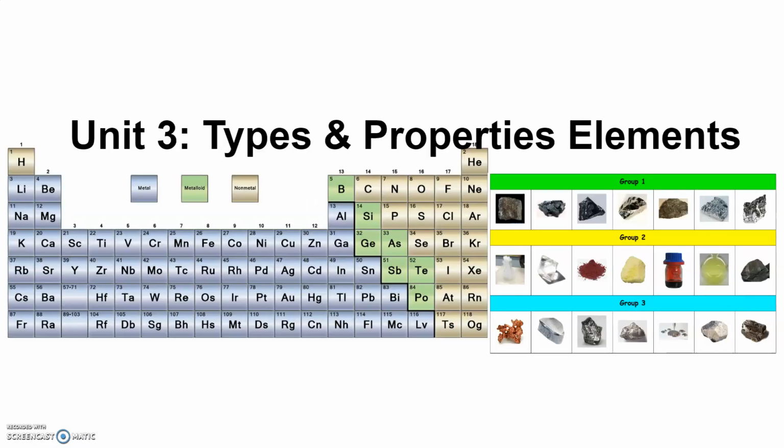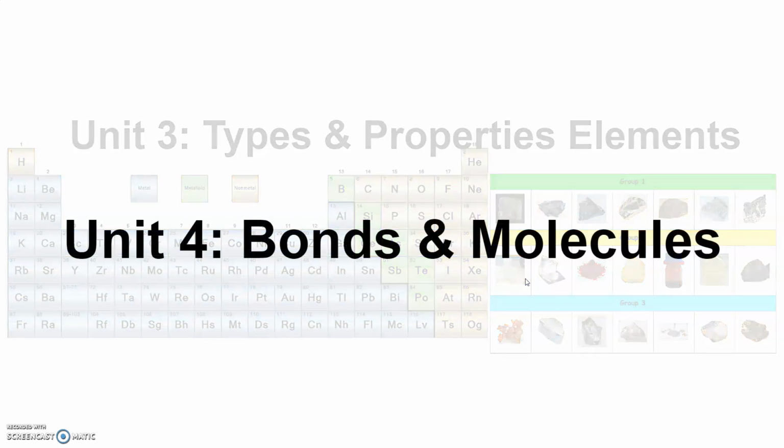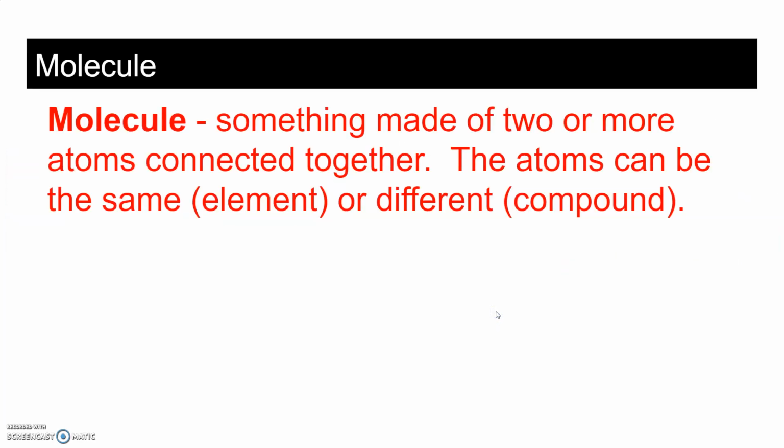In the previous unit, Unit 3, we learned about types of elements and their properties. In this unit, we're going to learn about bonds and molecules. So let's start off with some key definitions. First off, what is a molecule? A molecule is something that is made up of two or more atoms connected together.